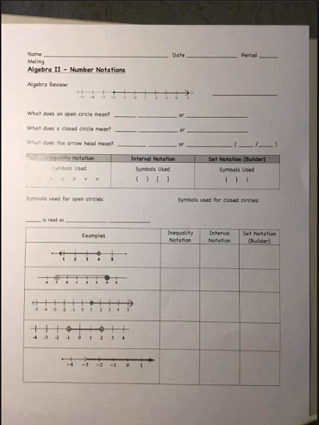Okay, welcome to today's notes, number notations, our first lesson of the year. So we are just doing a little bit of algebra review. If you look at the very top where it says algebra review, you can see there's a circle that's filled in with a line pointing to the right, and the circle starts at -2. Just bear with me on my writing here as I'm getting used to it.